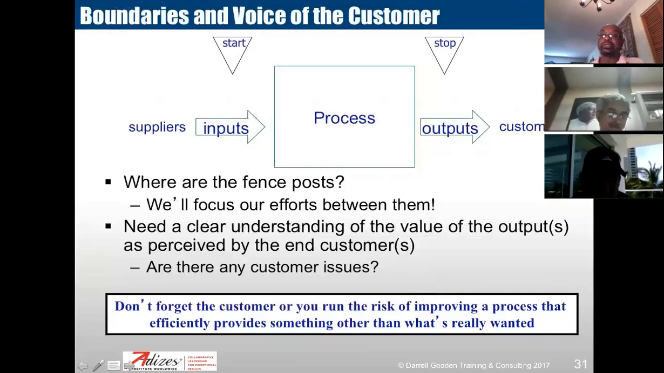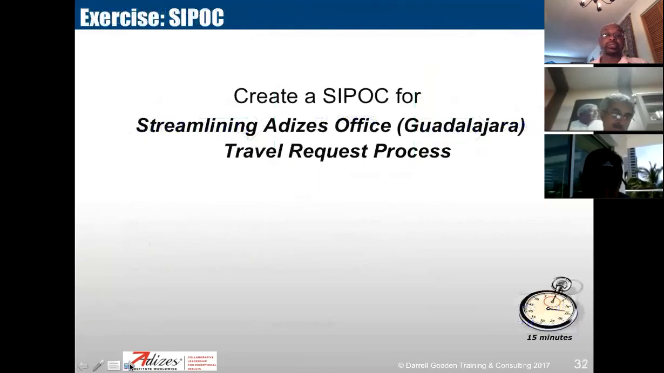And you are always thinking in lean of the customer. Don't forget the customer, or you run the risk of improving a process that efficiently provides something other than what the customer really cares about or really thought they were getting. Okay, so it can't be overstated that this is always from the customer's point of view. And where are the fence posts? The start and stop is really what we're interested in, and that sometimes has to be discussed to make sure everyone's on the same page.